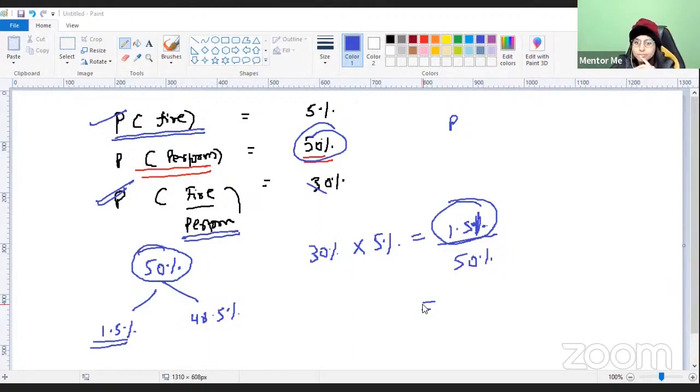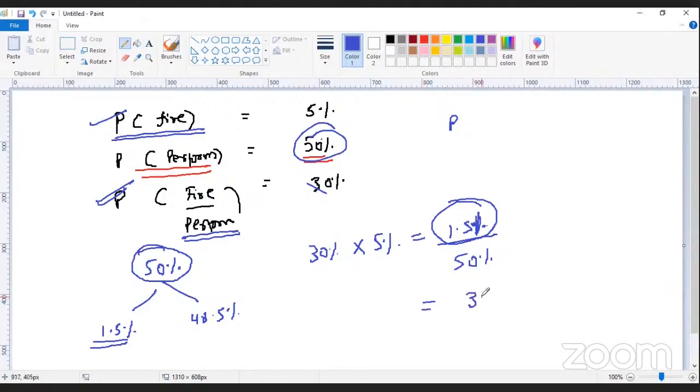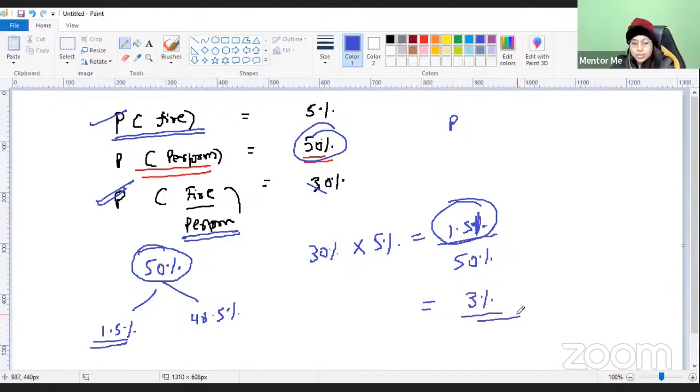3%? Yes, ma'am, 3%. So 3% is basically the probability that the CEO will be fired given good performance. I have explained this question with respect to the logic. If you feel more comfortable learning the formula, then there is the base formula also that I gave to you when we started.